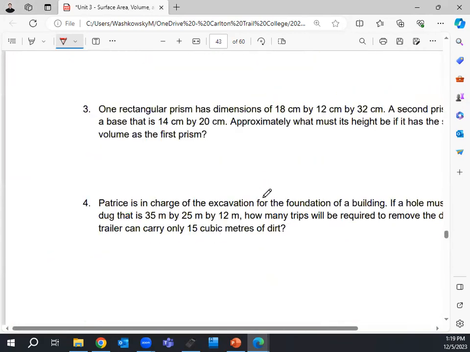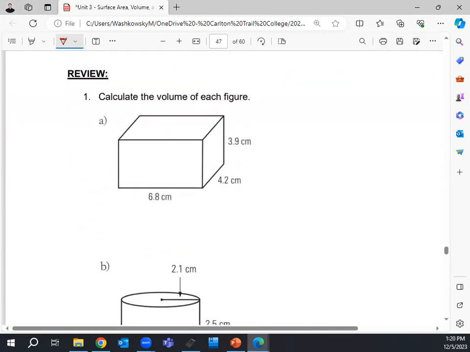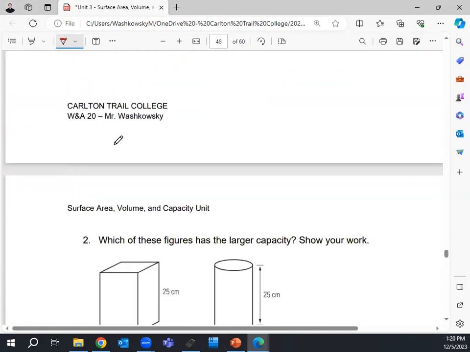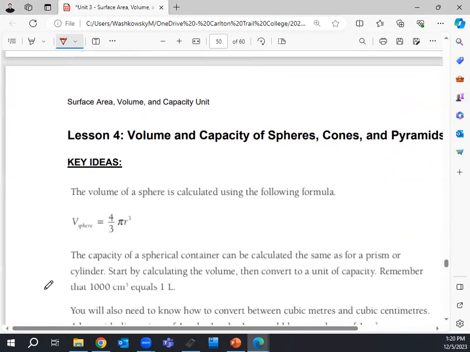Oh, where am I? Here we go. So let's jump into this. I'll move that.